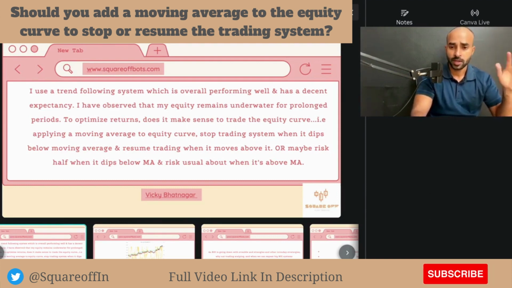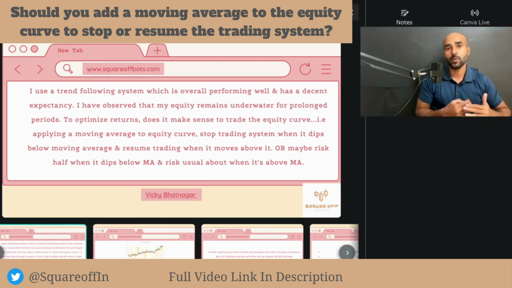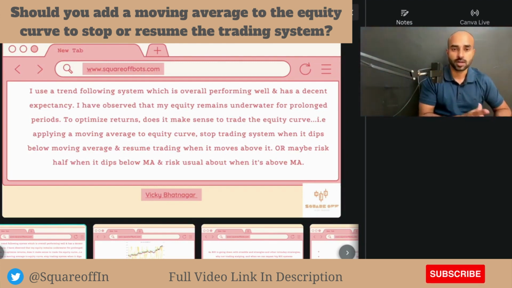Posted by Vicky. So this is really a very good question, because people who are already into systemized trading always want to minimize their overall risk. They don't look for increasing their overall returns. They just want to focus on containing their overall risk.